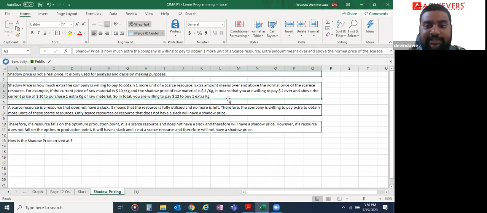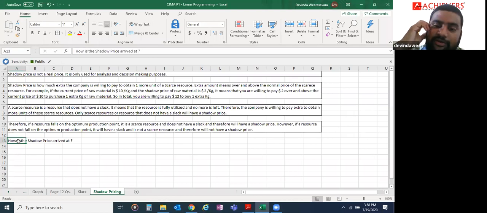Now, shadow price is how much extra we are willing to pay to buy one more unit of a resource, right? So how much is that amount? The maximum amount you are willing to pay to buy one unit of a resource is the maximum contribution that one extra unit of the resource will give you. Clear?